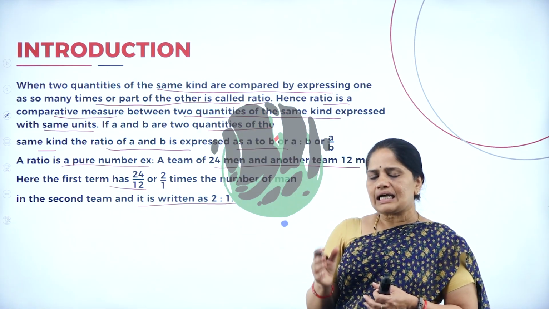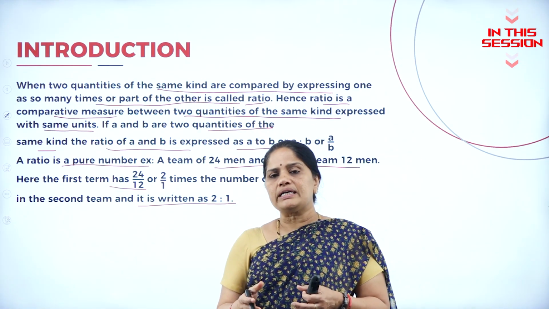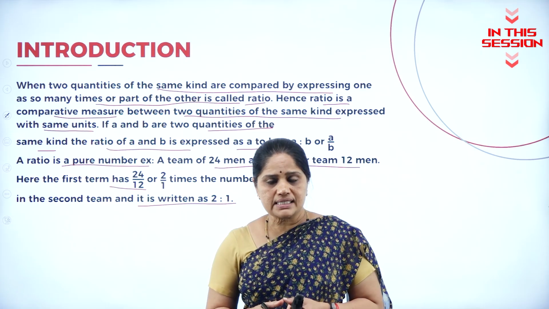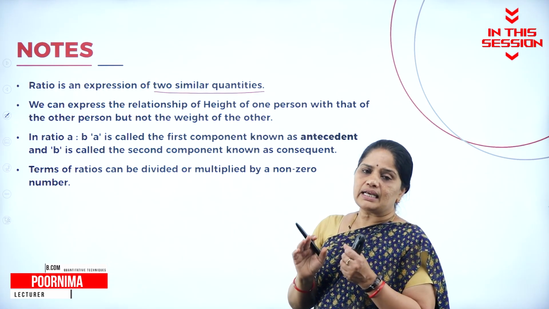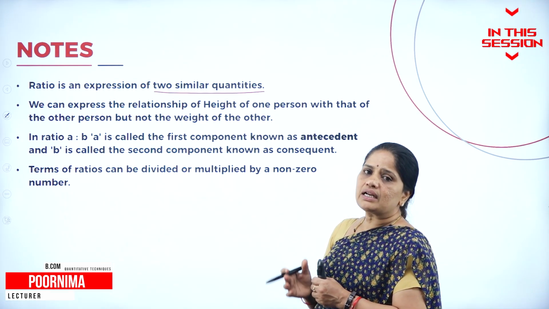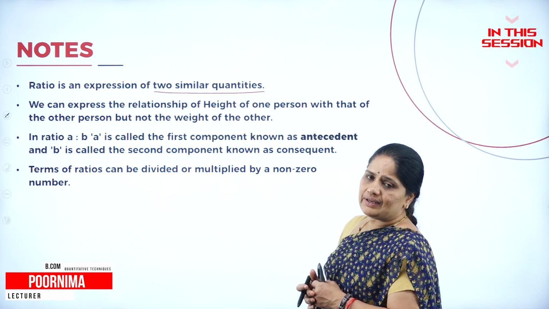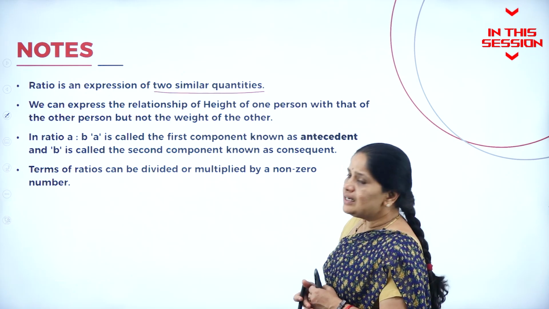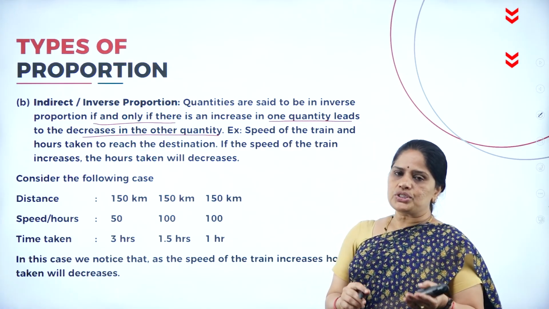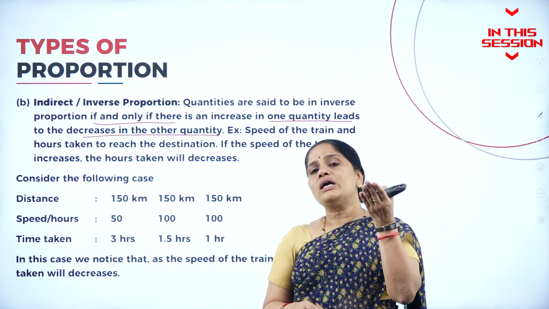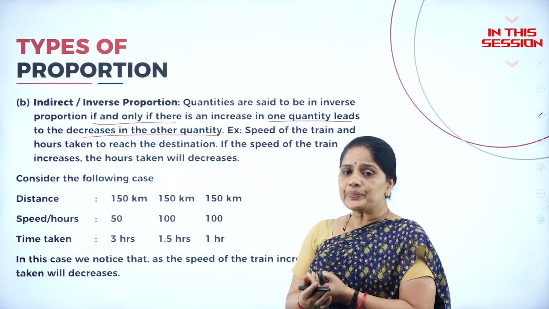When we write a comparison between two quantities, then we call it a ratio. When two similar quantities are written in comparison with each other, we will know exactly what is the true picture of the relationship between the two numbers. Indirect proportion means an increase in one quantity leads to a decrease in the other quantity.